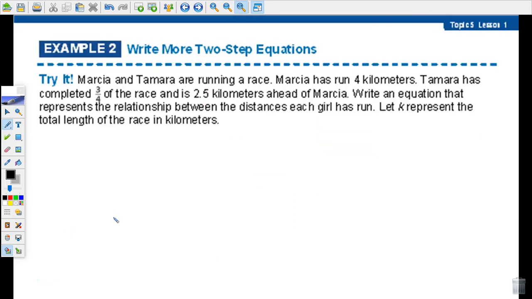Let's move on to example 2. Marcia and Tamara are running a race. Marcia has run 4 kilometers. Tamara has completed 3/4 of the race and is 2.5 kilometers ahead of Marcia. Write an equation that represents the relationship between the distances each girl has run. Let K represent the total length of the race in kilometers. All right, pause.